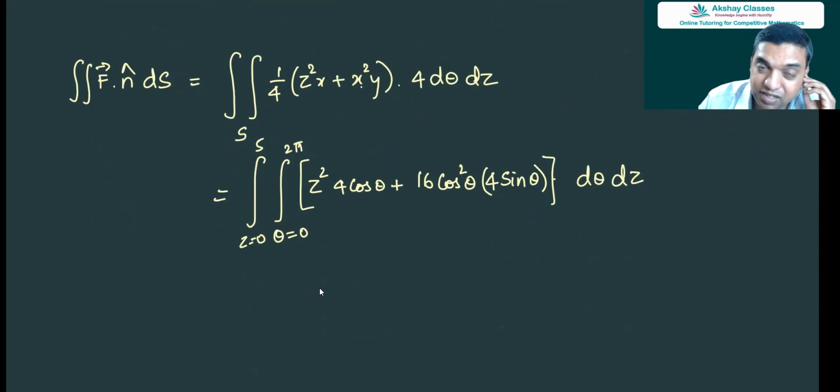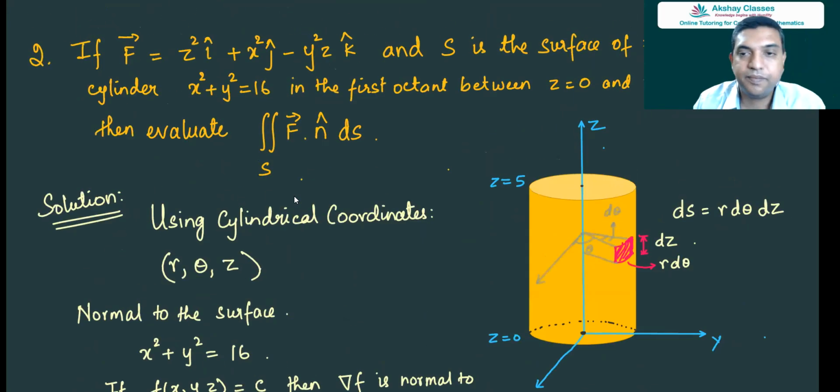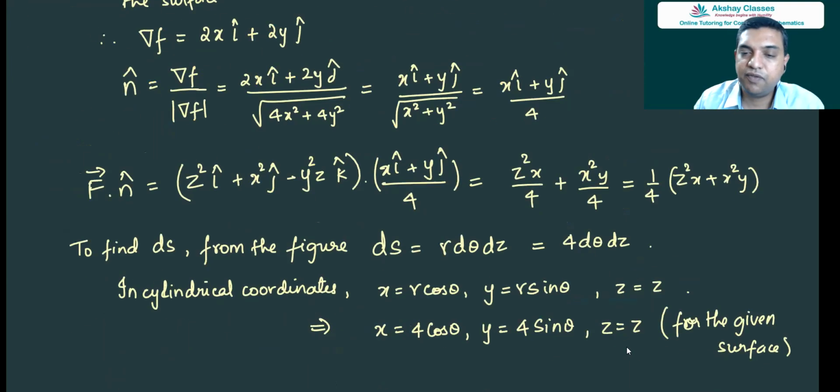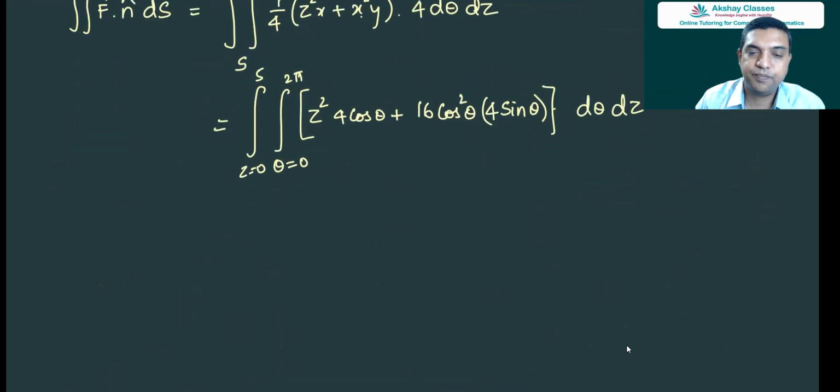Oh, I'm sorry. He says in the first octant. So in the first octant means it is only in this coordinate. So theta will vary from 0 to pi by 2. First octant, 0 to pi by 2.